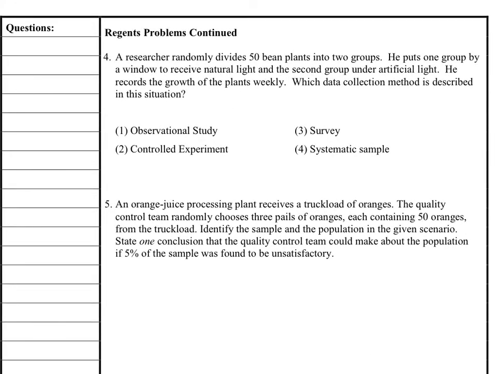Alright, question number 4. A researcher randomly divides 50 bean plants into 2 groups. So randomly into 2 groups. He puts one group by the window to receive natural light and the second group under artificial light. He records the growth of the plants weekly. Which data collection method is best described in this situation? So we've got an observation, we have a controlled experiment, a survey, and then something called a systematic sample.